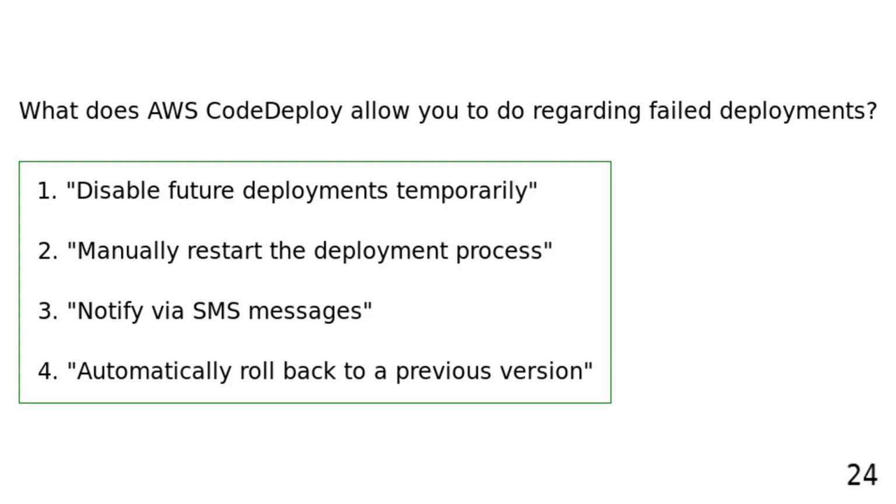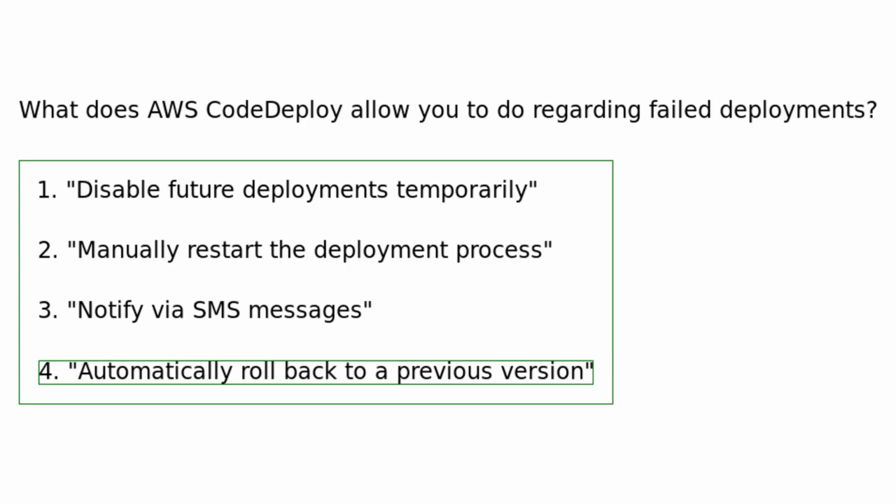What does AWS CodeDeploy allow you to do regarding failed deployments? Disable future deployments temporarily. Manually restart the deployment process. Notify via SMS messages. Automatically roll back to a previous version. AWS CodeDeploy allows automatic rollback to a previous version in case of failed deployments.